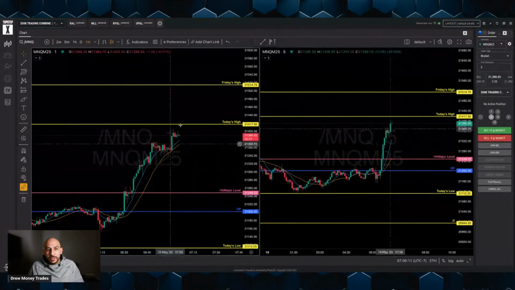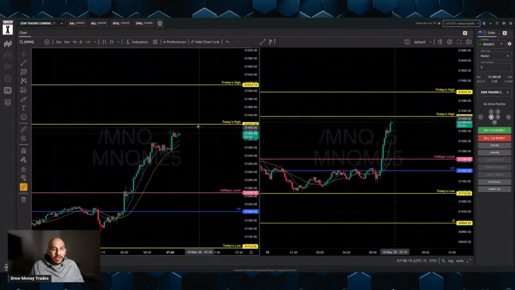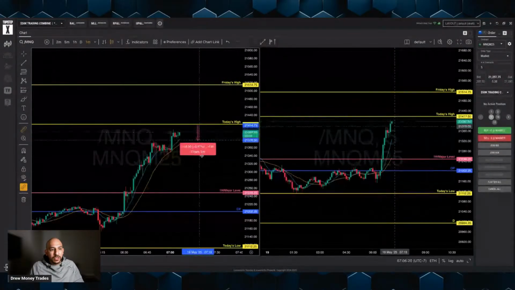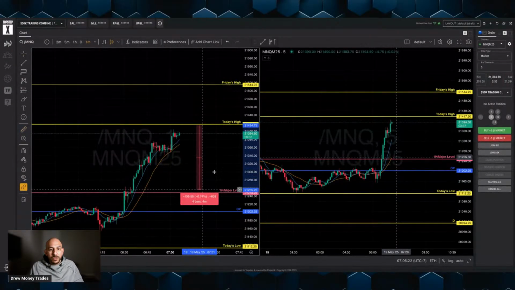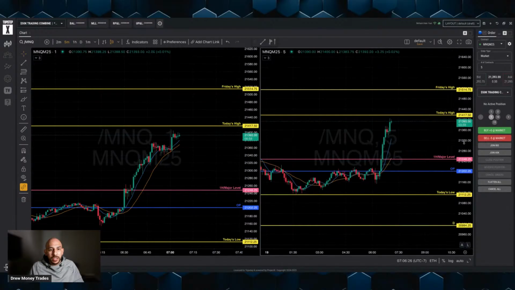The better trade would be to reject off today's high and go short. Look at this move. It comes and goes around here and it rejects it. The short is 150 points away. So that's a better entry. Let's see what happens.